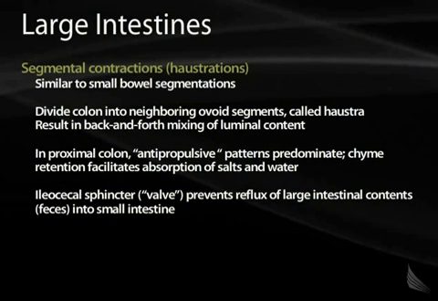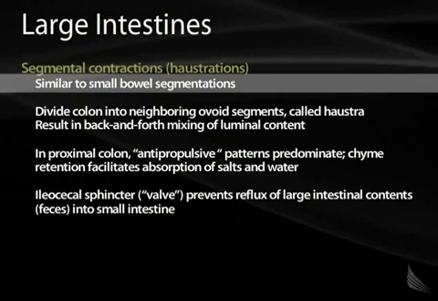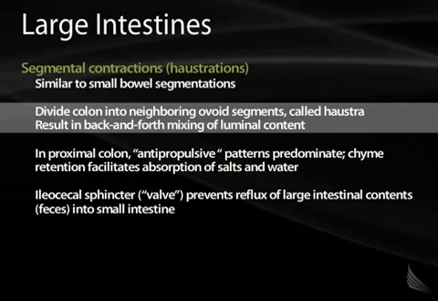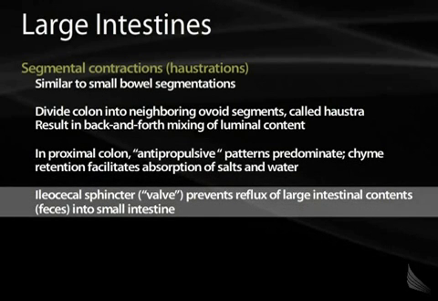In the large intestine, segmental contractions of the GI tract occur. These are similar to small bowel segmentations that we discussed in a previous section. However, there are haustra that divide the colon into ovoid segments, and these haustra allow the back and forth mixing of luminal contents. So in the proximal colon, an antipropulsive pattern predominates, and chyme retention facilitates absorption of salt and water. The ileocecal sphincter prevents reflux of large intestinal contents into the small intestine.